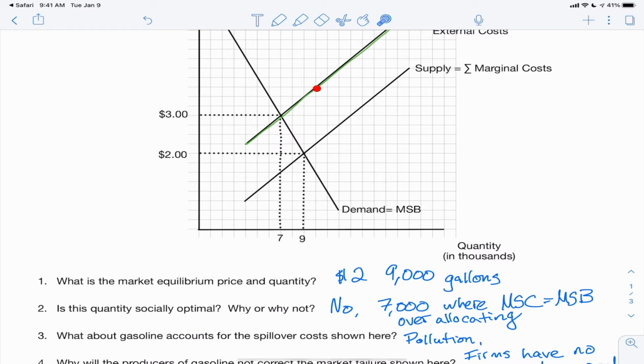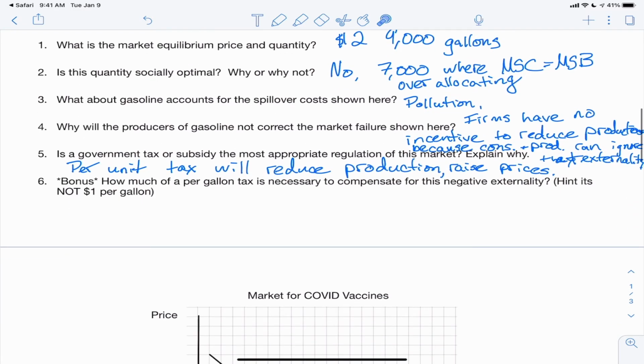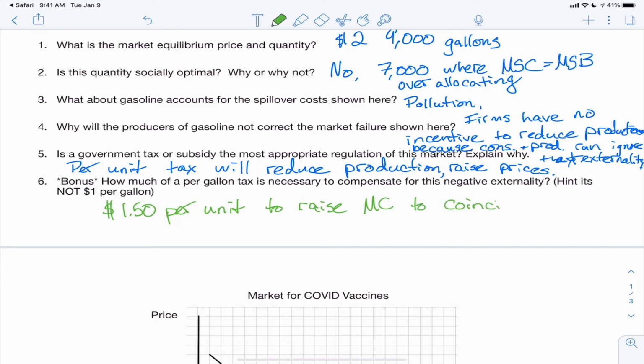So this $1.50 tax will increase the marginal costs so that it coincides with the marginal social cost, and that is going to then result in the intersection of the supply curve with the tax and the original demand curve at the allocatively efficient quantity. And that's socially optimal. So that tax is going to have to be a $1.50 tax in this case per unit to raise marginal cost to coincide with the negative externality.